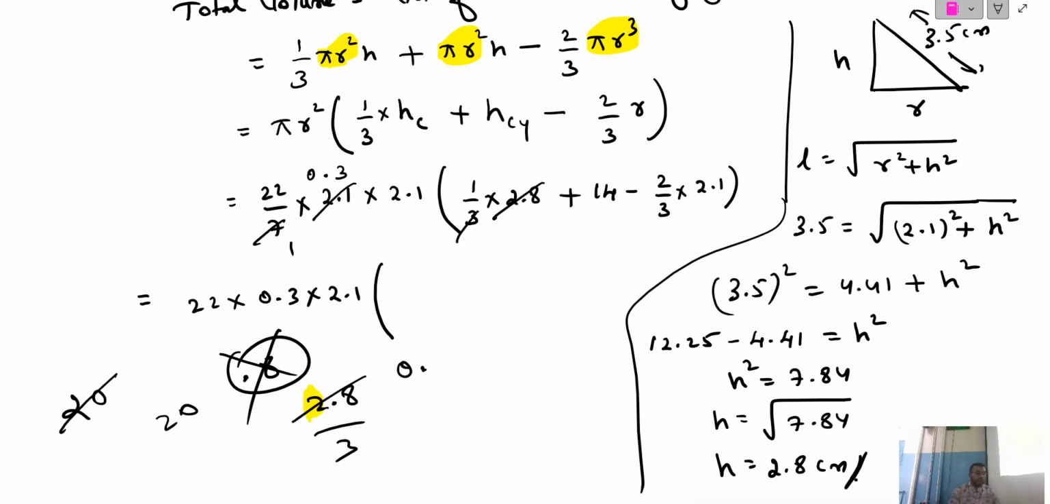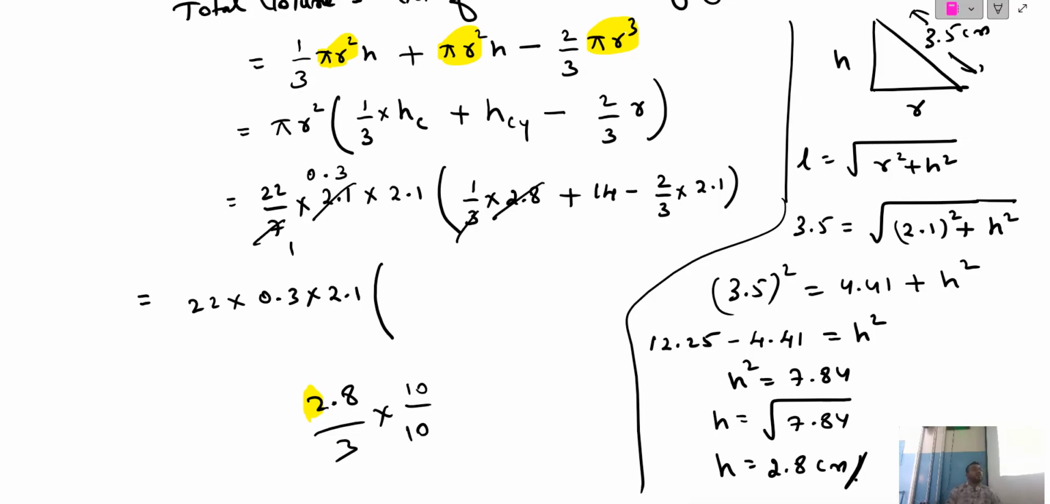3 6s are 18. See here, if you get confused I'll give one more clue, the easiest way. I want to remove this point. After the point how many digits are there? 1 digit after the point, so multiply and divide by 10. If it is 2 digits, multiply and divide by 100. If 3 digits after the point, multiply and divide by 1000. So now 2.8 into 10 will become 28, 3 into 10 will become 30.